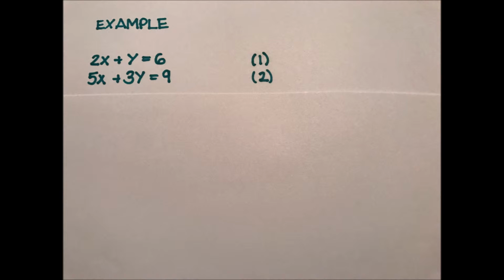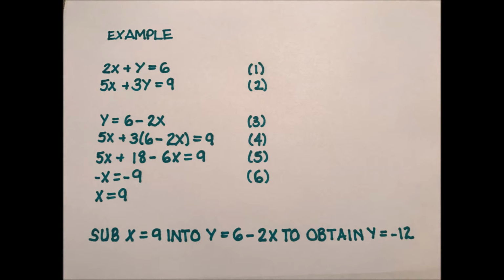I would advise you to pause this video and attempt the question on your own before looking at the solution. For this simultaneous equation, we follow the same steps that we did in the first example. So, rewriting the first equation so that the y terms are on the left-hand side and the x terms are on the right-hand side, we obtain y is equal to 6 minus 2x.